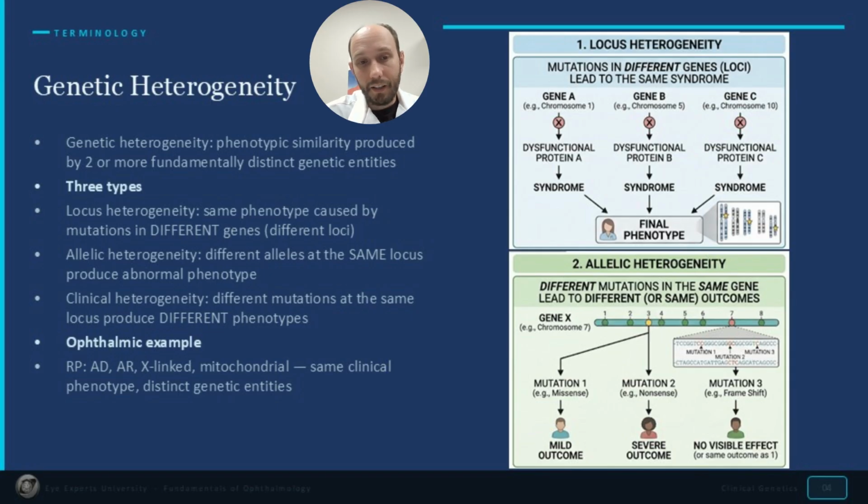So we can see that in RP, which is retinitis pigmentosa, it can be autosomal dominant. It can be autosomal recessive. It can be X-linked, and it can be mitochondrial too, just because what we see clinically is retinitis pigmentosa, but in reality, the photoreceptors are dying and it's happening due to different reasons. So just because we see something as the same, does that mean the same gene is affected?